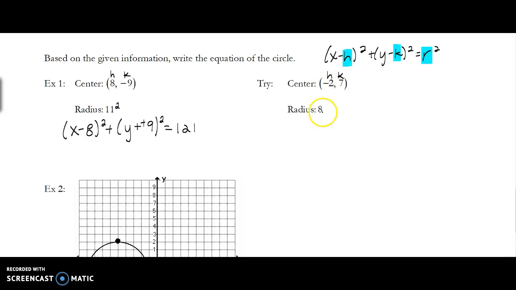The center is -2, 7, so that's HK. So we would have x minus a -2, so it turns positive. Make sure you square it, plus y minus a +7, so it's -7 squared, equals our radius squared, which is 64.